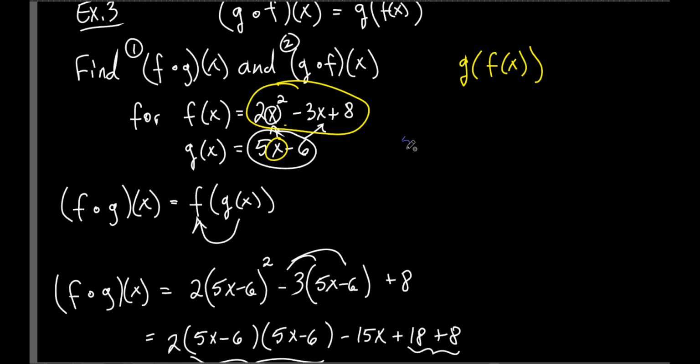So what do we have? We have 5 times x. What am I putting in for x? 2x squared minus 3x. Exactly. We're putting in that whole thing. You're going to see that this one isn't quite as bad as the first one.